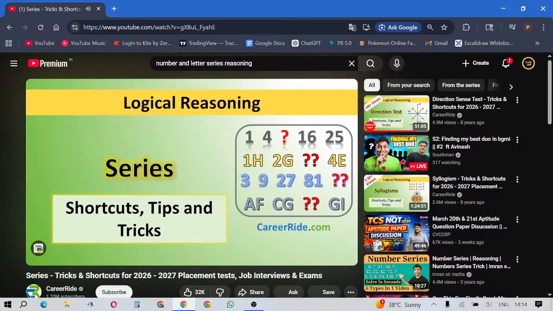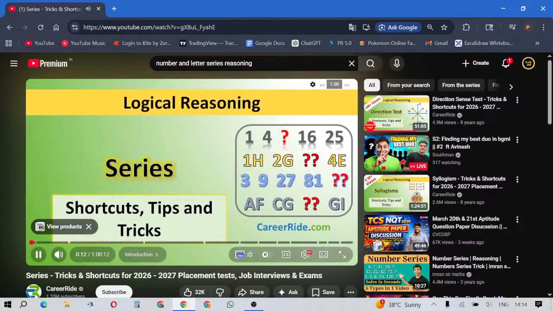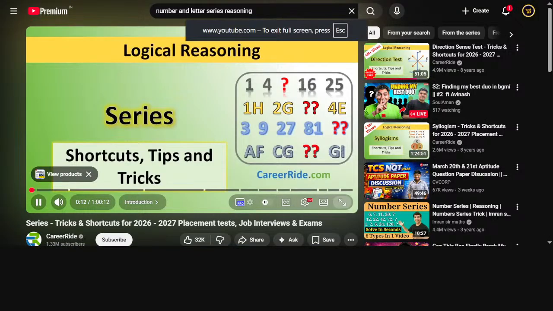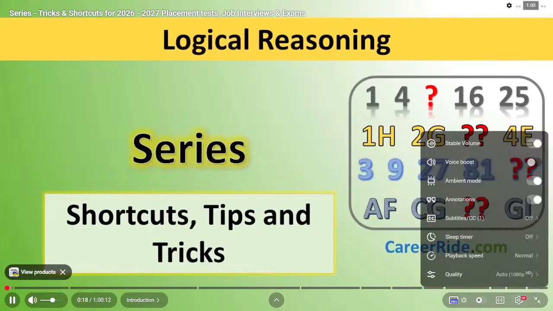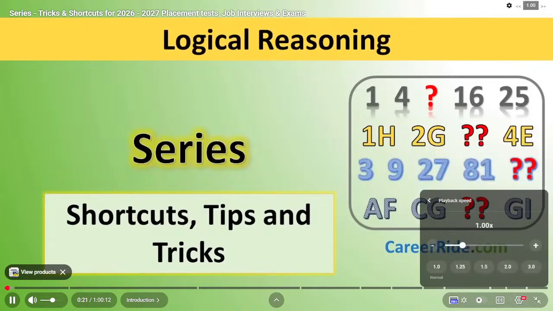This is an important topic of placement tests, job interviews and entrance exams where many candidates struggle. They are not able to quickly find the relation in the series and hence they waste a lot of time on the question. Many even at the end leave the question and some of them don't even attempt the question. But today we'll see some approaches and tips to quickly solve the questions on series.